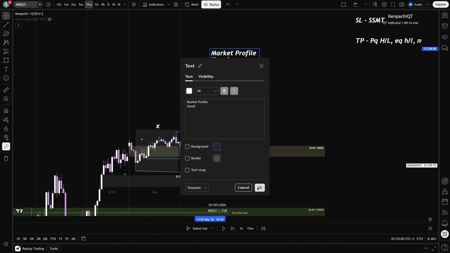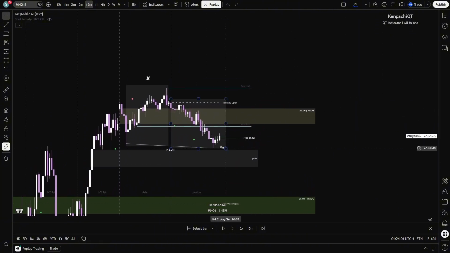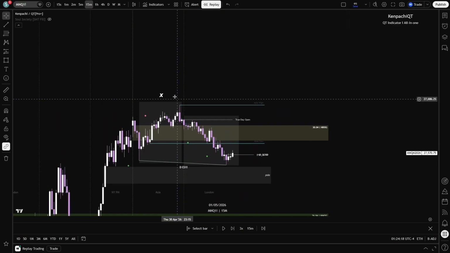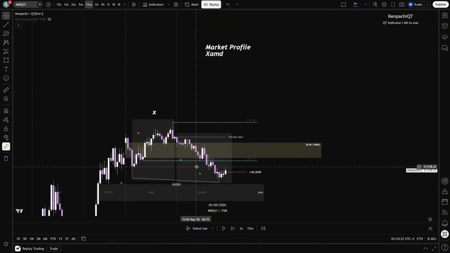So we can expect London being our A portion, so accumulation. And now we are currently one 15-minute candle before the New York quarter opens. So having the data that we are below the true day open, the market profile is XAMD. That means that London is A, accumulation.